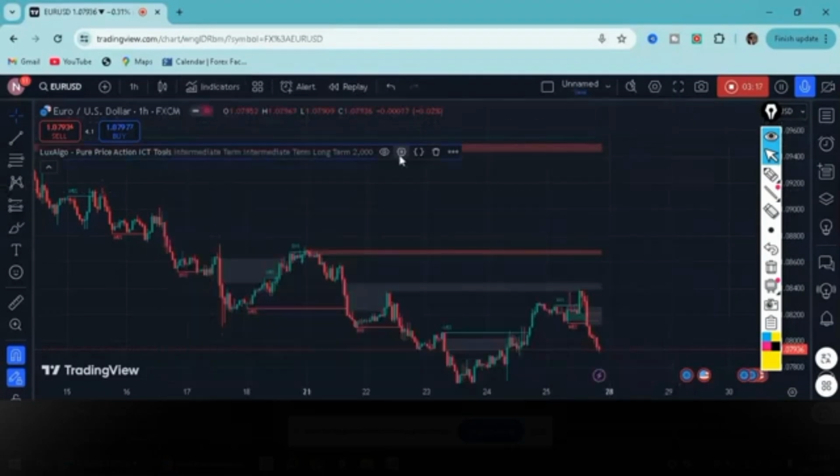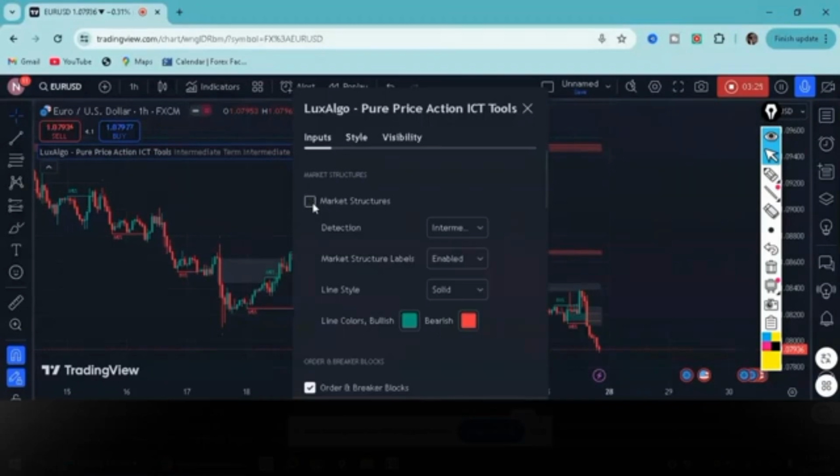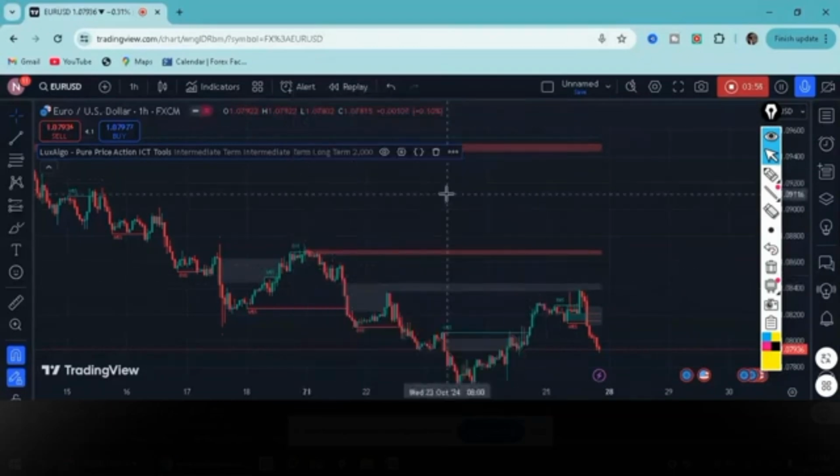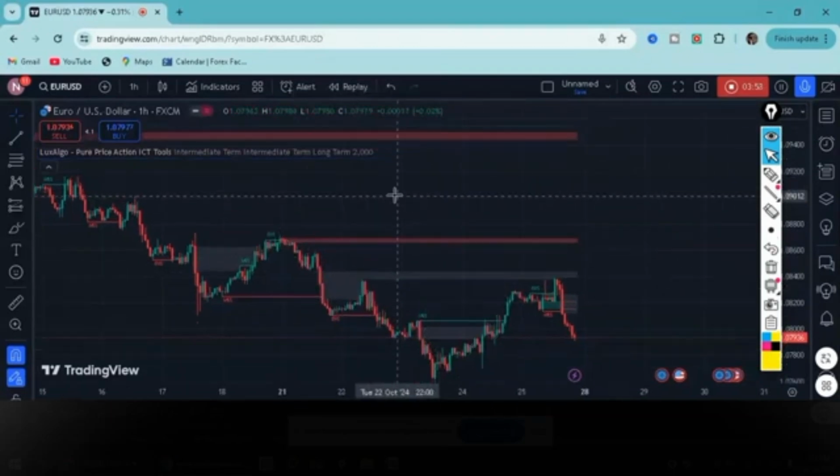You can go directly to settings to ensure that market structure is activated. Make sure your detection is set to intermediate, and that market structure is enabled. If you disable it, you're not going to see them on your chart. You have seen they have disappeared, so make sure you have enabled them so that you'll be able to see all this. That's what you're supposed to keep in mind anytime you want to execute your trades using these Pure Price Action ICT Tools by LuxAlgo.